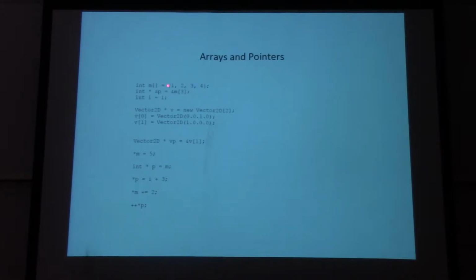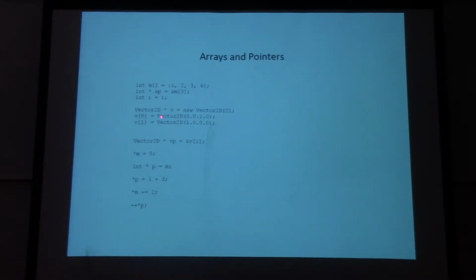So I create an array of ints, 1, 2, 3, 4. I have a pointer, AP, equal to the address of m sub 3. What type is m sub 3? Int. What type is ampersand m sub 3? An int pointer, right? It's an int pointer. So therefore, I can assign it to an int pointer. So I'm initializing AP to the address of, in this case, this element, which is sub 0, sub 1, sub 2, sub 3. Okay, I is equal to.